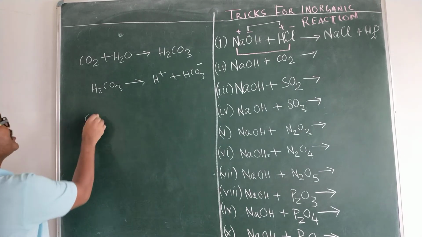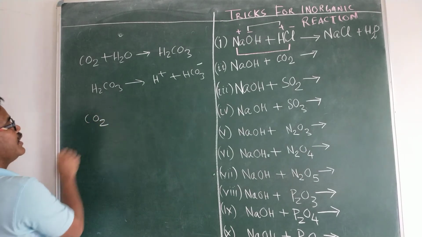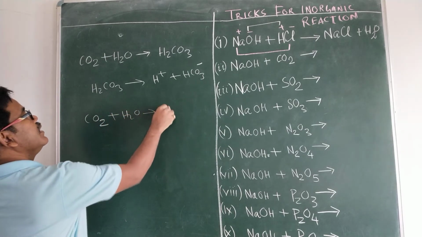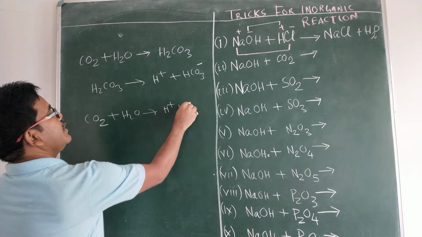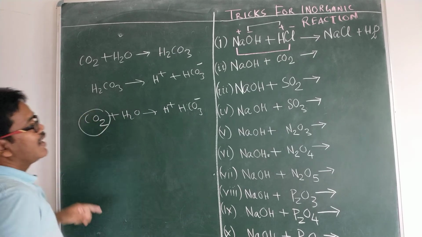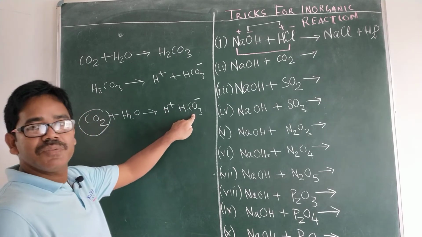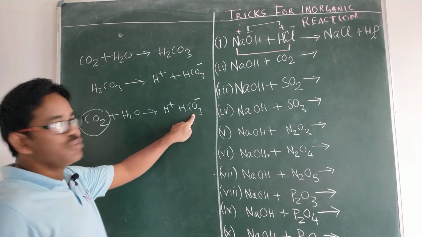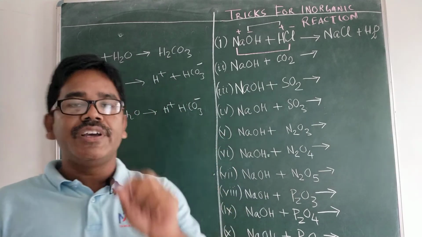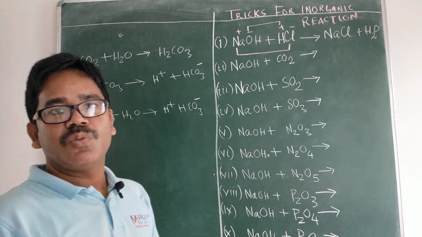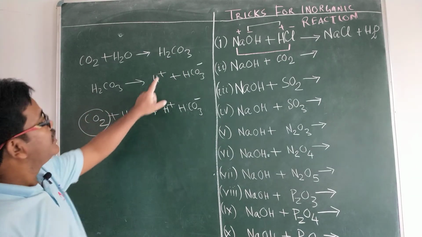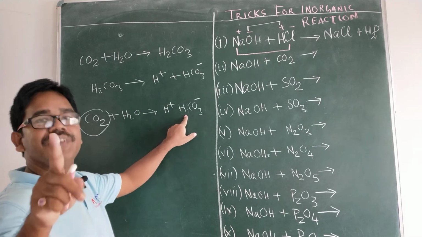Therefore, in place of carbon dioxide, when you dissolve carbon dioxide in water, we may get H plus and HCO3 minus. Therefore, in place of carbon dioxide, I can write H plus and HCO3 minus. Could you follow my point? Carbon dioxide gaseous is not acid. Carbon dioxide when dissolved in water, it produces acid. What is the acid? Carbonic acid, H2CO3. This H2CO3 dissociates in the form of H plus and HCO3 minus.